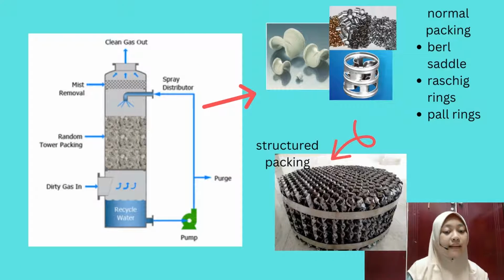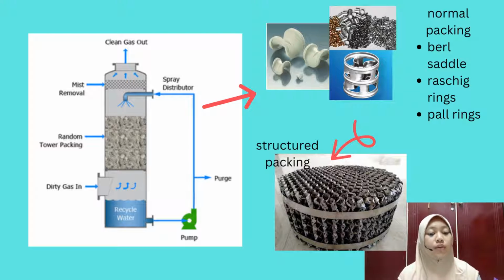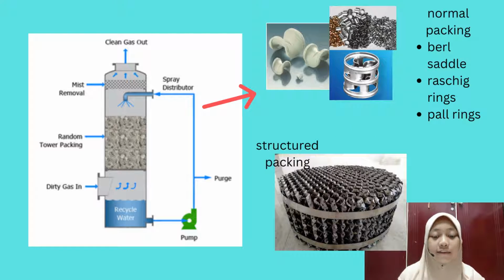Nowadays, structured packing is used in the packed extraction tower, where it can reduce pressure drop and extend maximum capacity by 50%. So we can substitute the normal packing such as Raschig rings or Berl saddles with structured packing, as it will be easier for maintenance purposes, and it can give high efficiency in the separation process.